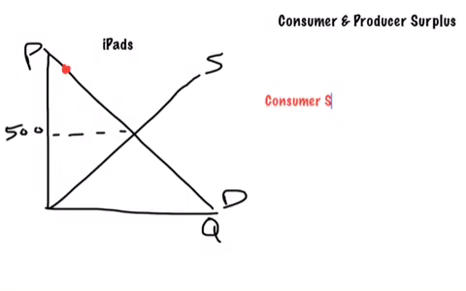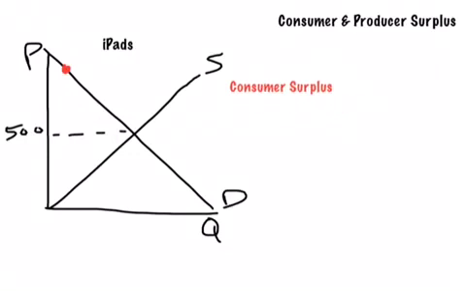Consumer surplus represents the difference between what you would be willing to pay and what you actually have to pay at equilibrium. The difference between the maximum price a consumer is or would be willing to pay and the price they actually have to pay at equilibrium.